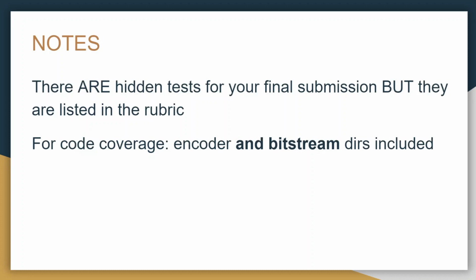So some notes: there are hidden tests for your final submission, but they are listed in the rubric. This comes across a little bit strange. So what I'm saying is, in the rubric for the final submission, the only tests we will be running are the tests listed on the rubric. But when you submit to Gradescope, some of those tests aren't actually going to be run until after the final deadline. Therefore, you need to actually test these on your own and I believe come up with the test files as well.